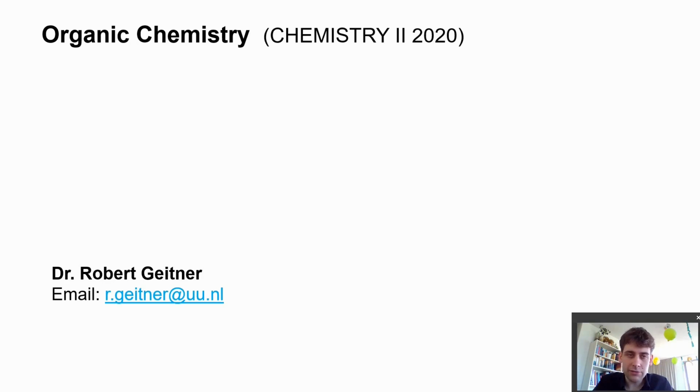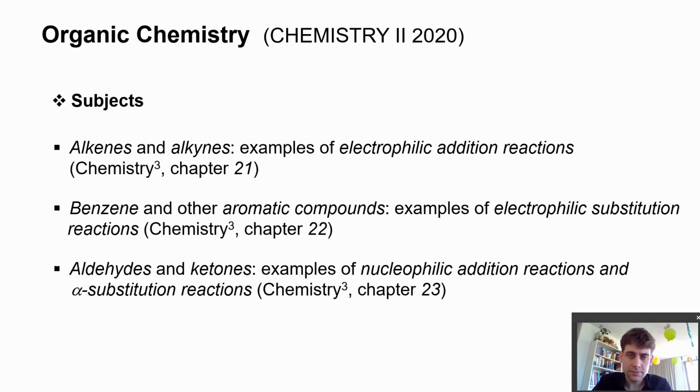And the topics of the organic chemistry part in this lecture you can see on screen here. Let me change that into a laser pointer so it's easier to see. We are going to talk about chapters 21, 22, and 23. So that's alkenes and alkanes and the electrophilic addition reactions. We are going to talk about benzenes and other aromatic compounds and their respective electrophilic substitution reactions, because that's substantially different from what we've seen in chapter 21.